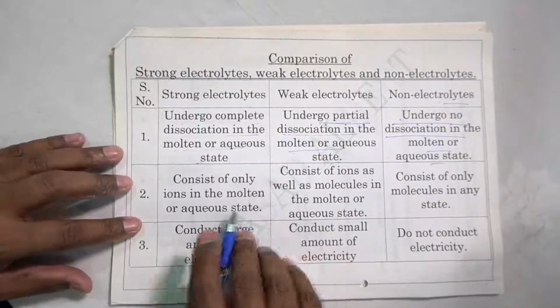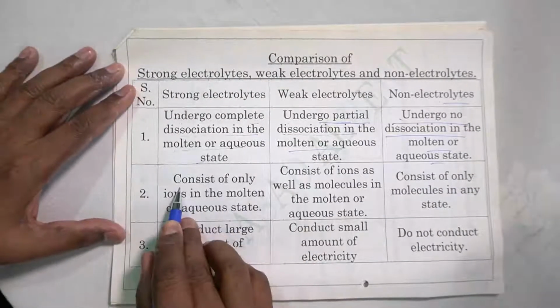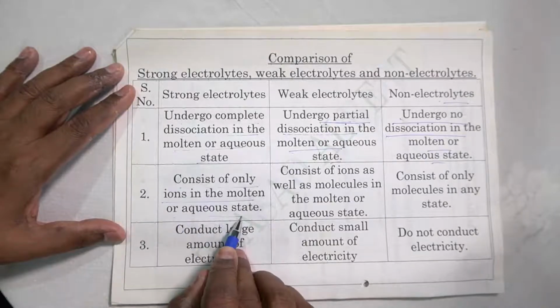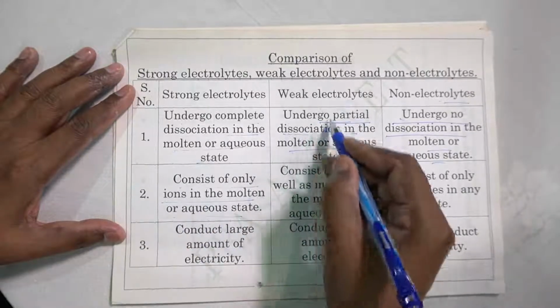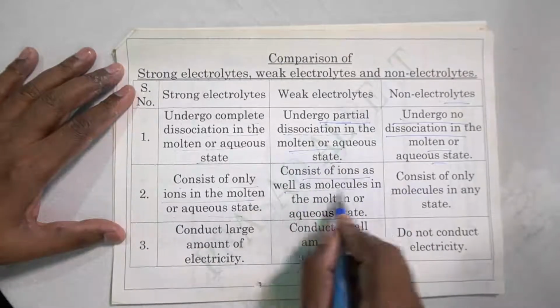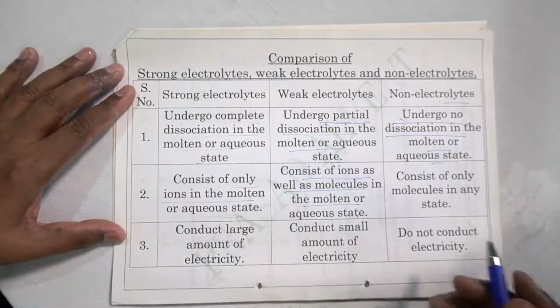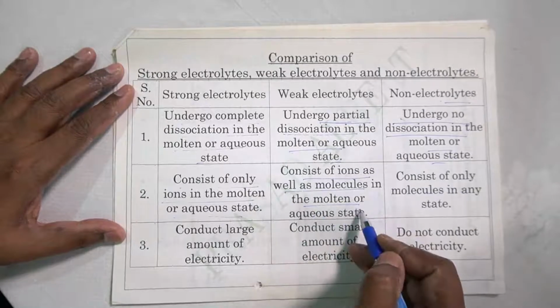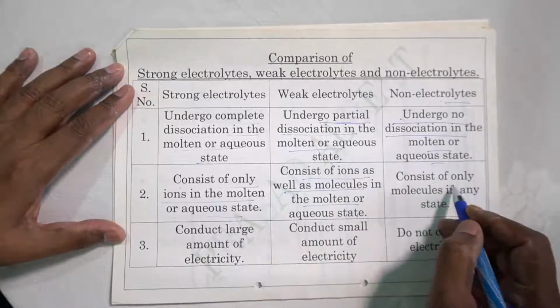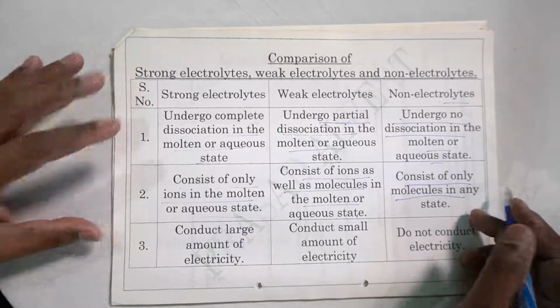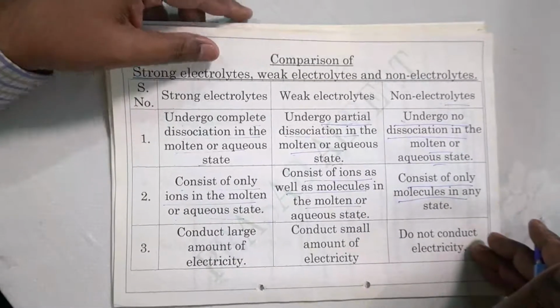And the second thing is, the strong electrolyte consists of only ions in the molten or aqueous state, because all molecules are dissociating, only ions are present. And weak electrolytes consist of ions as well as molecules in the molten or aqueous state. Why? Because some molecules split into ions while other molecules do not split. What about non-electrolytes? They consist of only molecules. No splitting, no ionization, no ions formed.